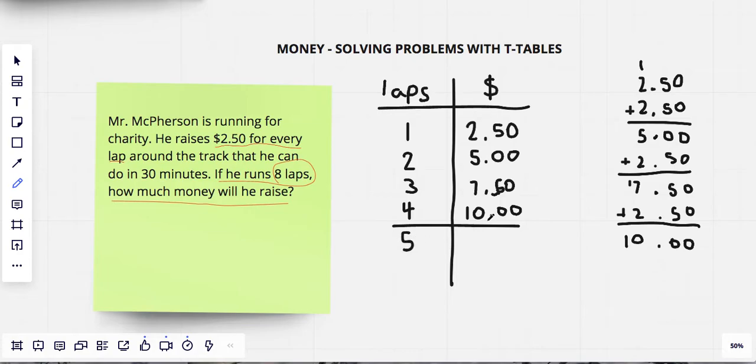5 laps. Well, 10 plus 2.50 is going to be $12.50. That's pretty straightforward when we have a friendly number like 10. That's going to be $12.50.